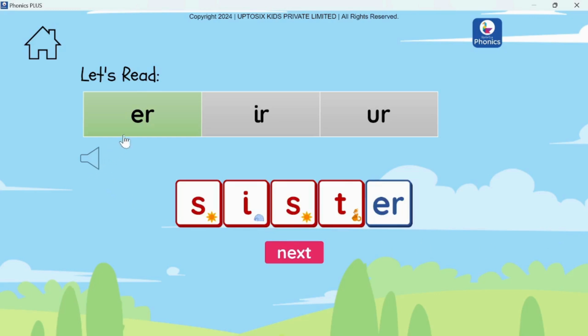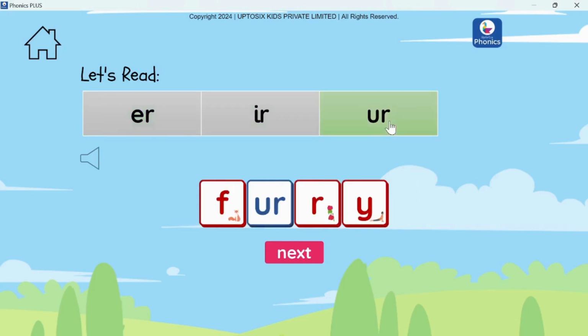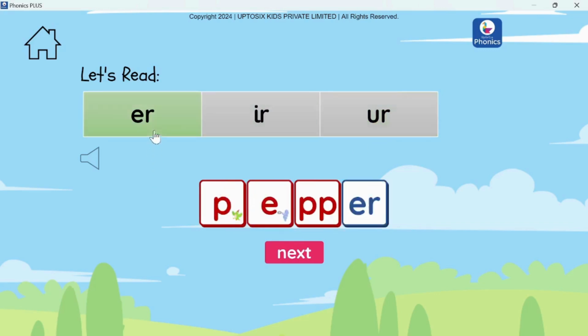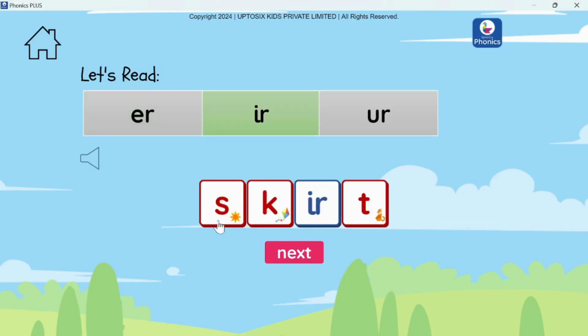Sister. There are 3 different ways our sound can be written: ER, IR, and UR. Like pepper, river, skirt. Same sound but written differently.